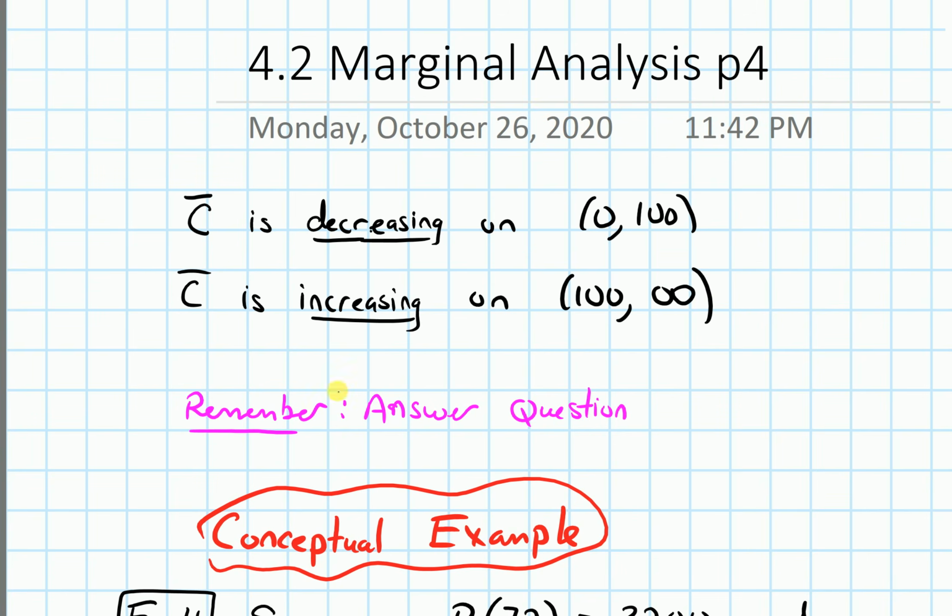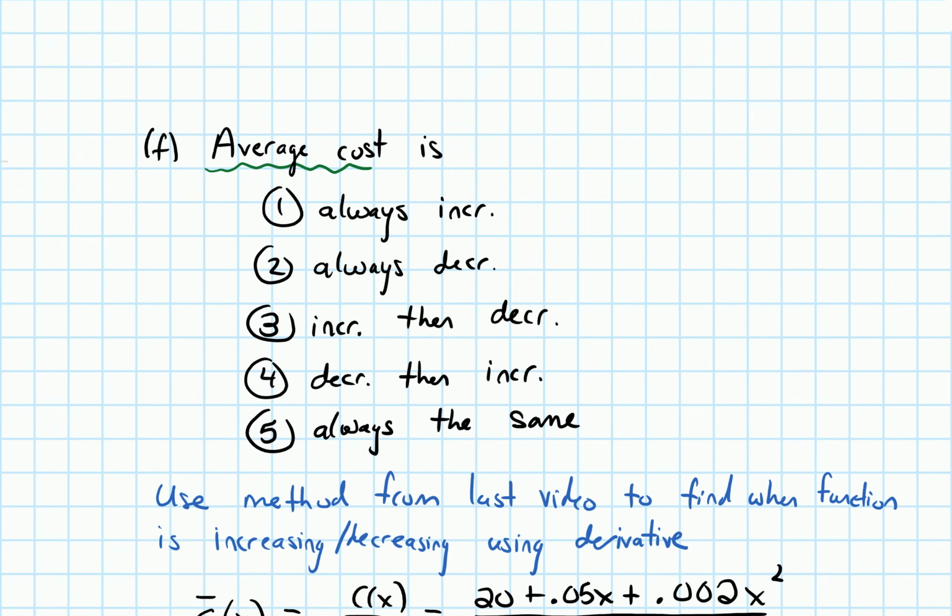I wrote this little reminder to myself: we need to answer what the question was asking. Here was the original question: what does average cost do in terms of increasing and decreasing? And now we know that it's decreasing initially, but then it switches to increasing. That is answer choice 4. It's decreasing initially, then it switches to increasing. And that's our answer.